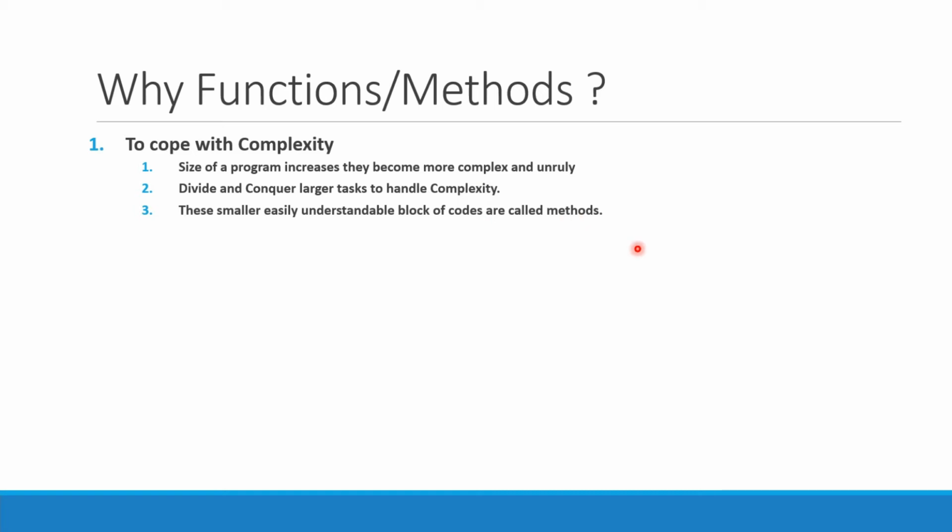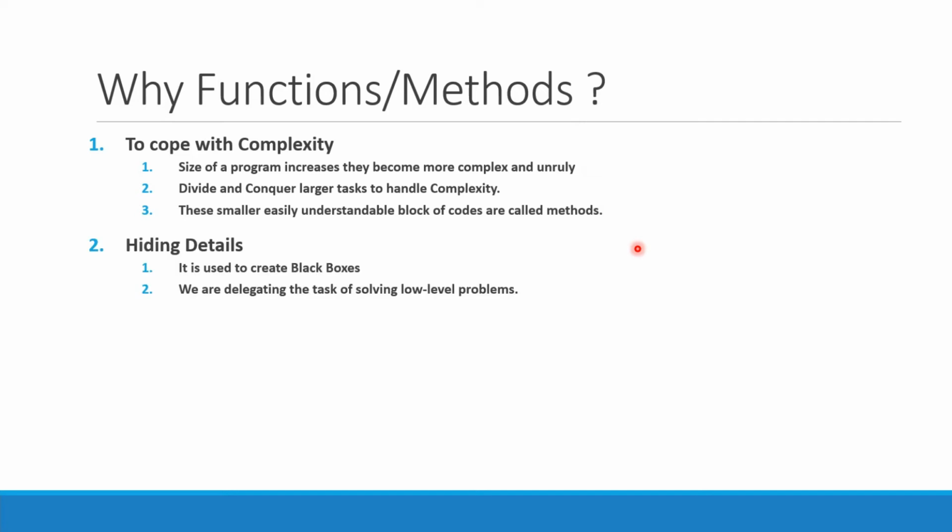The next important use of methods that we saw in the video is that methods in Java help in achieving a very important aspect of object-oriented programming, that is abstraction. Hence, it helps in hiding the details. It is used to create a black box where the viewer sees the generic code and knows what the function is doing, but doesn't know how the function is doing it. Hence, we are delegating the task of solving the low-level problem.